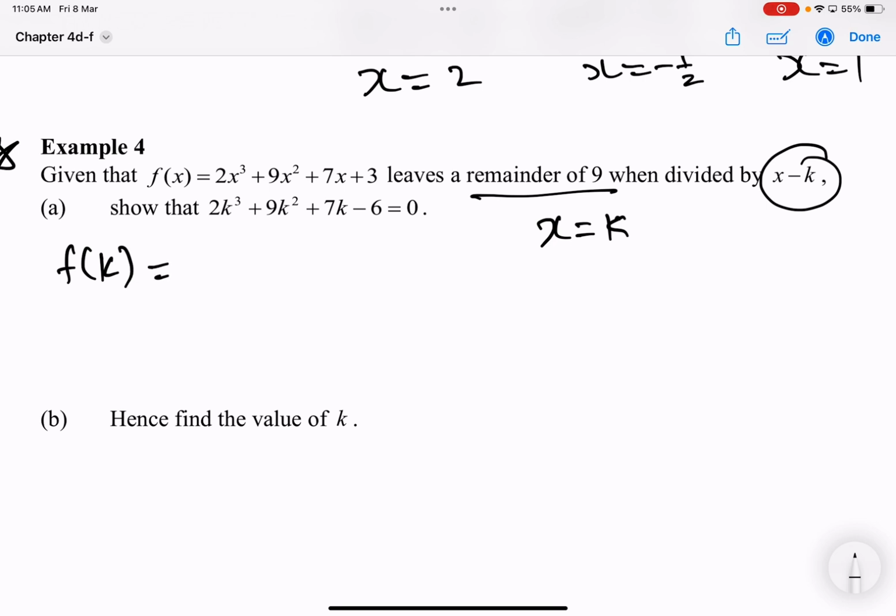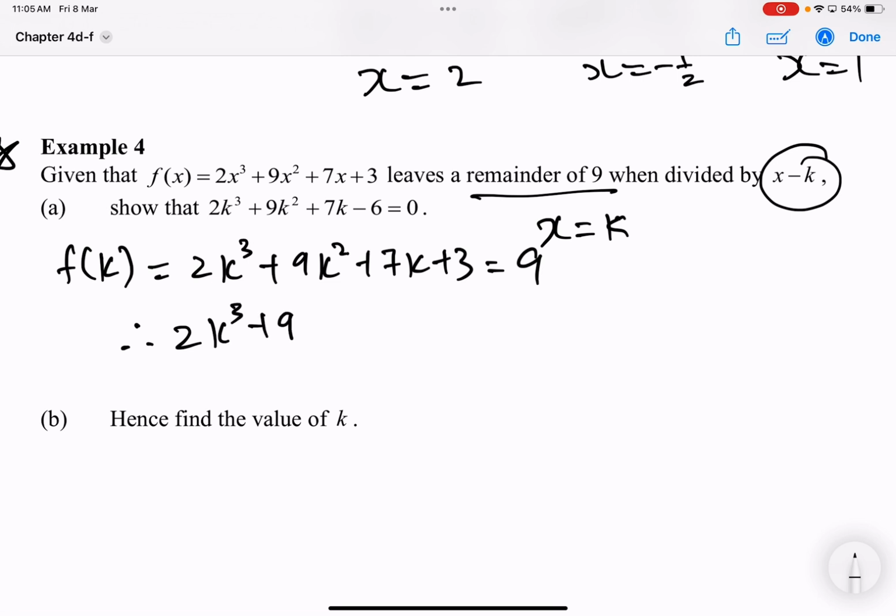When you substitute it inside here, what are you going to get? 2 times k cubed plus 9 times k squared plus 7k plus 3 is equals to 9, because the remainder is 9. I use the remainder theorem. This part all of you must understand. So therefore, you have shown that 2k cubed plus 9k squared plus 7k minus 6 is 0. Yes, any questions?